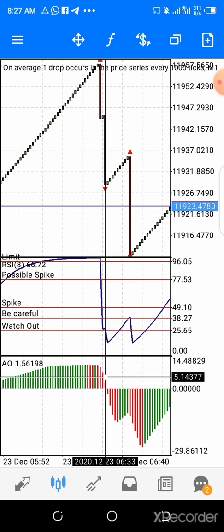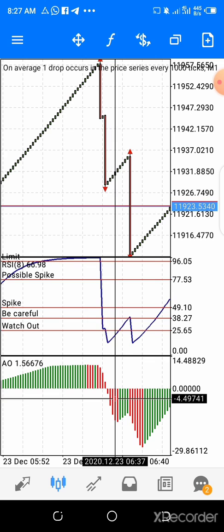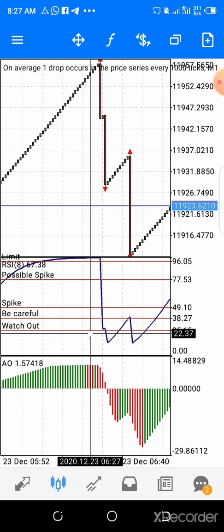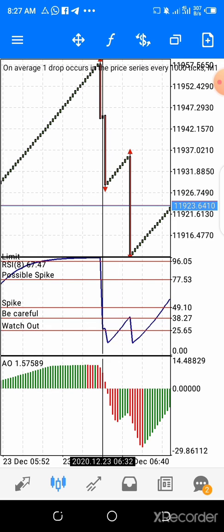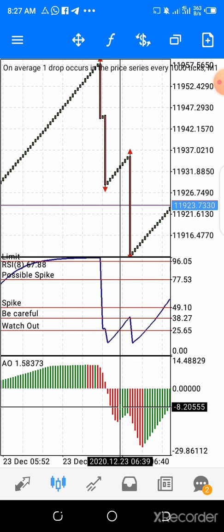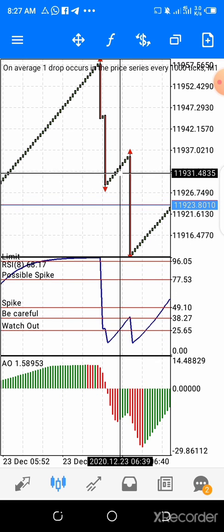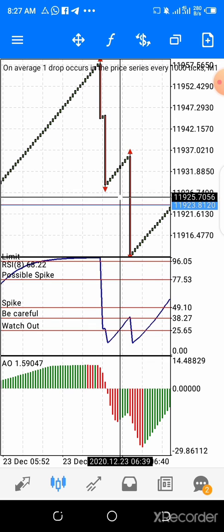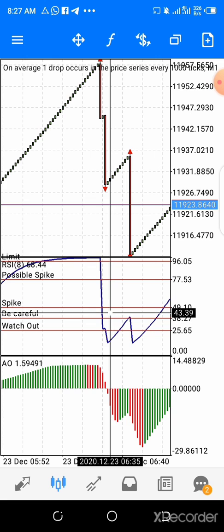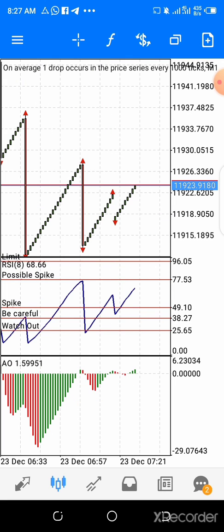So I will advise you, whenever you catch a spike, look at your Awesome oscillator. Did it change from red to green? Like here, we caught 2 spikes, so look at the bars, they are in red. As it starts changing from red to green, then you take your profit, somewhere around here. I hope you people are getting what I'm saying. So this is how you can be catching the spike with this simple indicator.